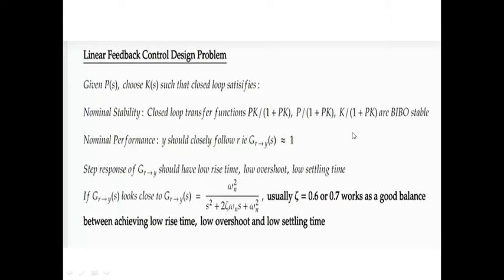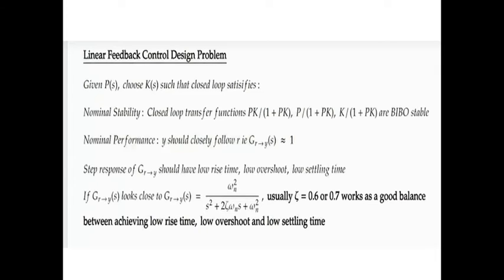Now we'll start the first aspect, that is nominal stability and performance. So nominal stability is to make sure that each map is stable, and we had seen that that boils down to making sure 3 of the maps are stable. Now nominal performance is to make sure that the given map follows certain criteria and requirements.